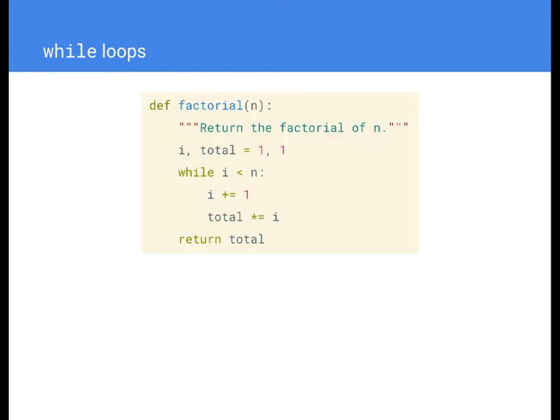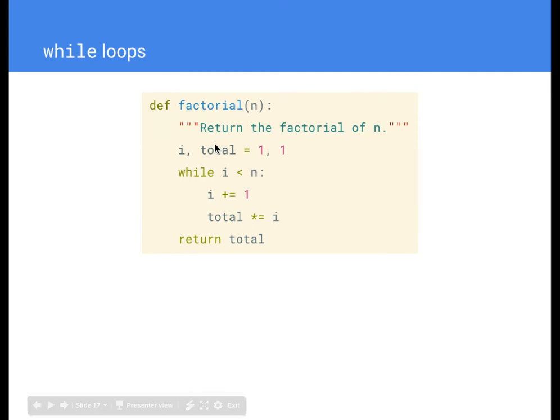I have some code here to define a factorial function that takes in one number n. What the factorial does is return the factorial of n. So let's say I'm asking for the factorial of 5. The factorial of 5 is equal to 1 times 2 times 3 times 4 times 5. So this code will set up two names, i and total. i is going to count how many of those 1, 2, 3, 4, 5s I've done so far. And the total will keep track of the value that I've been accumulating as I go through that sequence.